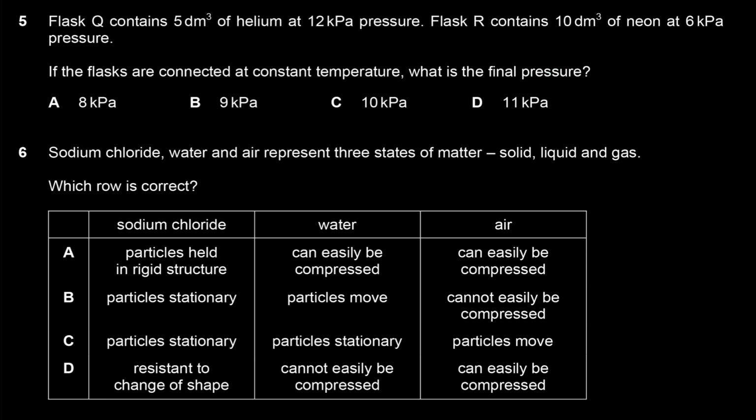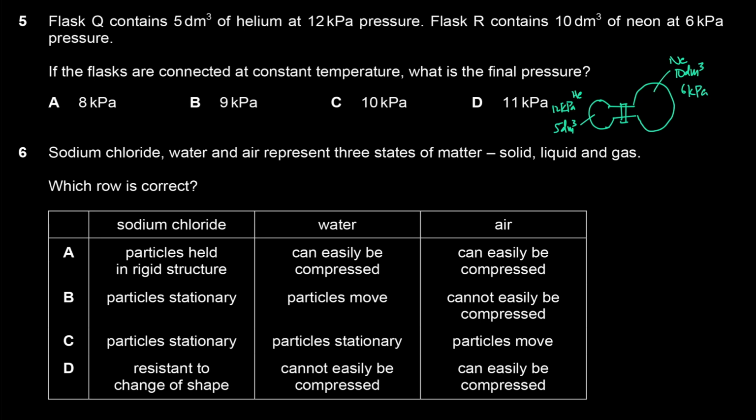So what we have over here is this. We have a 5 decimeter cube flask, and we have a 10 decimeter cube flask. Right now these flasks are not connected to each other. There's a stopper in between, right? Here we have a 5 dm cube with 12 kilopascals of helium, and in the other flask you have neon, a 10 decimeter cube flask at 6 kilopascals.